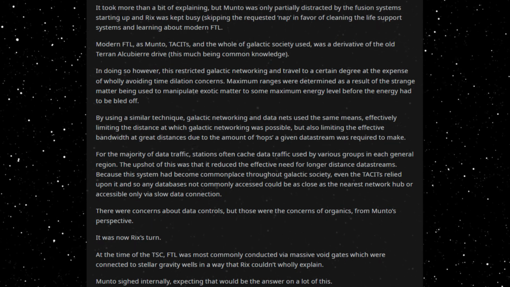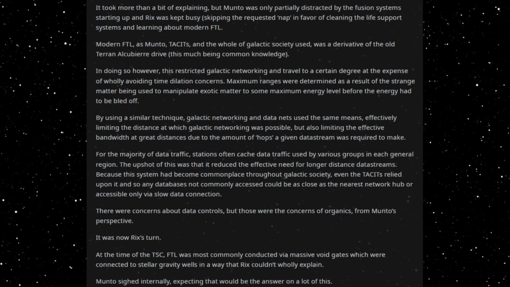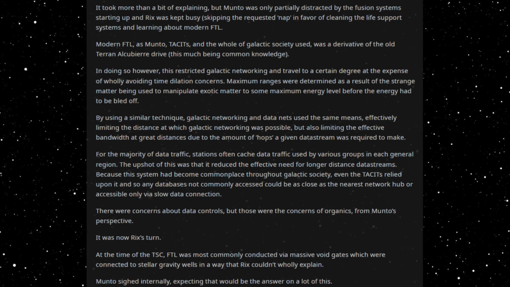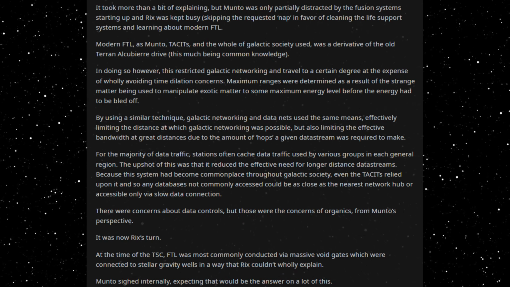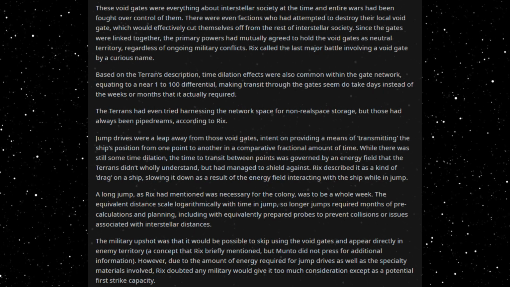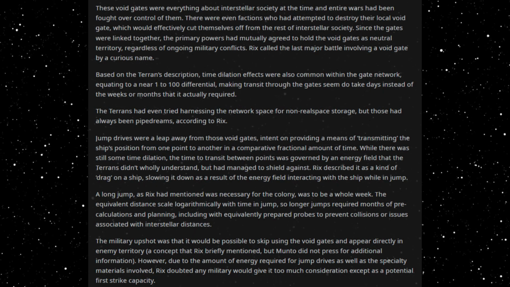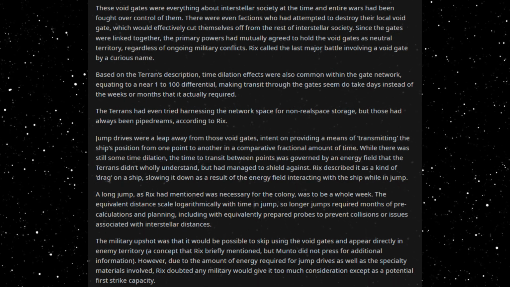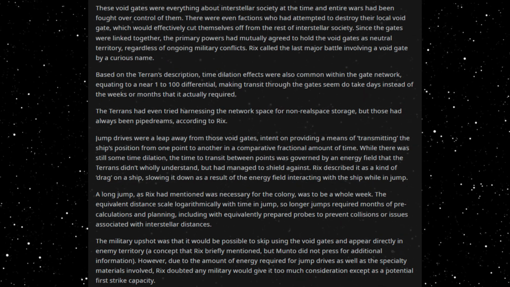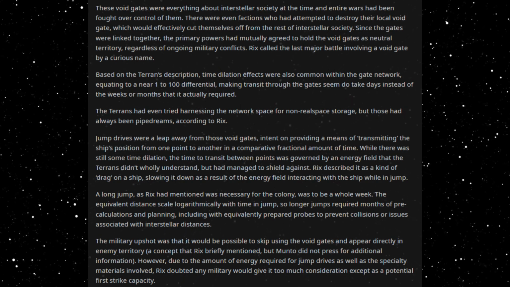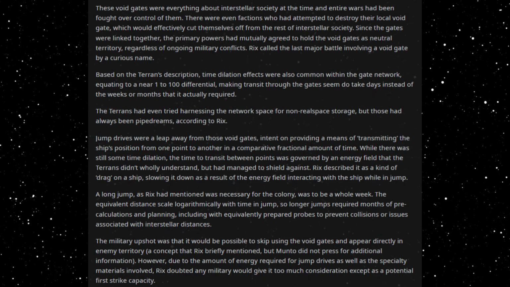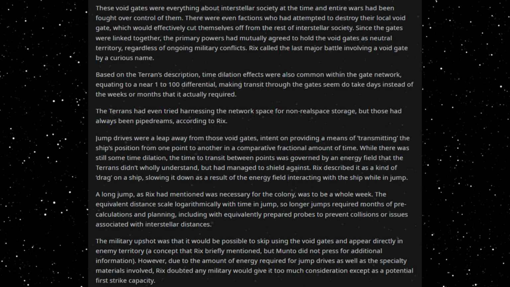At the time of the TSC, FTL was most commonly conducted via massive void gates, which were connected to stellar gravity wells in a way that Rix couldn't wholly explain. Munto sighed internally, expecting that would be the answer on a lot of this. These void gates were everything about interstellar society at the time, and entire wars had been fought over control of them. There were even factions who had attempted to destroy their local void gate, which would effectively cut themselves off from the rest of interstellar society. Since the gates were linked together, the primary powers had mutually agreed to hold the void gates as neutral territory, regardless of ongoing military conflicts. Rix called the last major battle involving a void gate by a curious name.